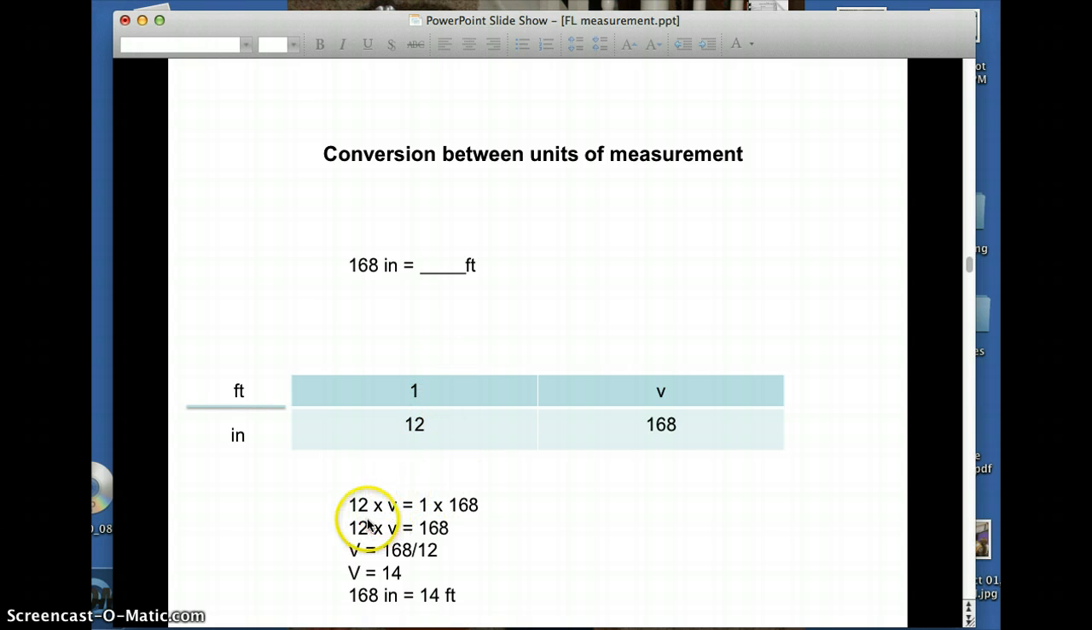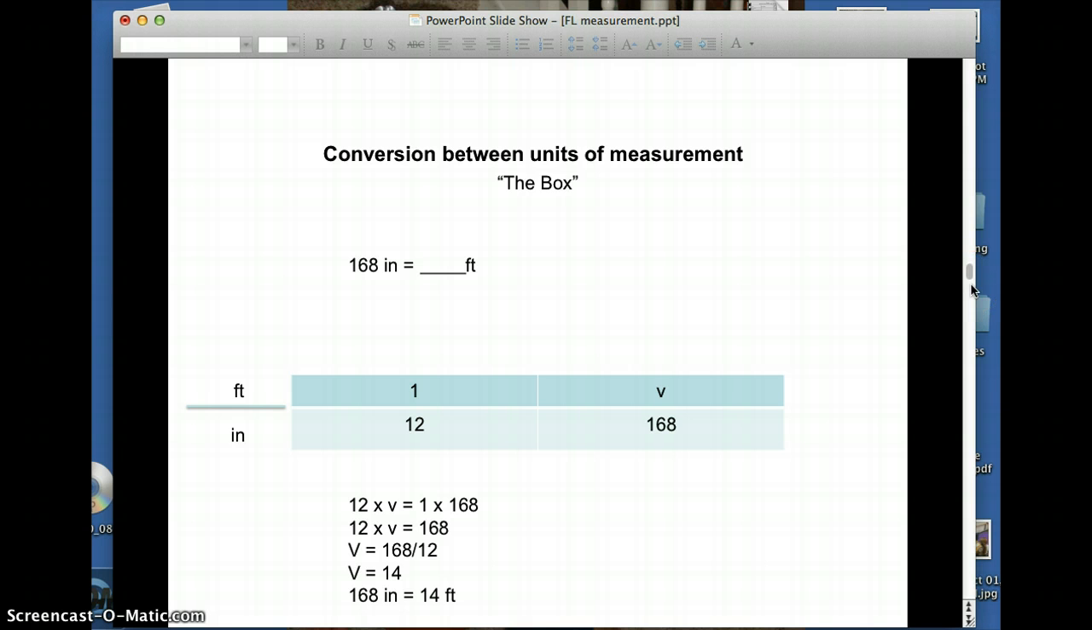So then I'm going to first cross multiply. I go from 12 times v, which equals 12 times v, and then 1 times 168. I can't do 12 times v, but I can do 1 times 168. So 12 times v equals 168. To undo multiplication, I have to divide. So that leaves me with v, and so I have 168 divided by 12. So 168 divided by 12 is 14. So therefore 168 inches equals 14 feet. Okay?